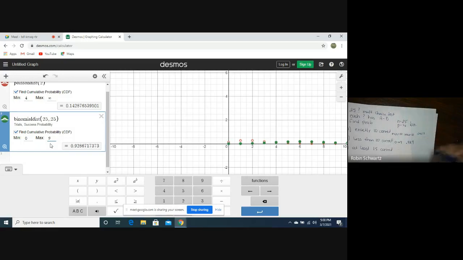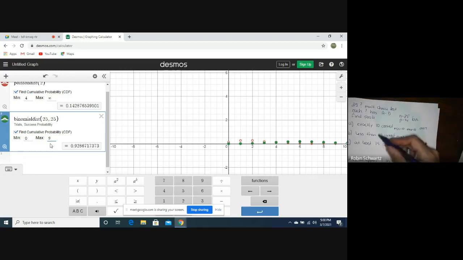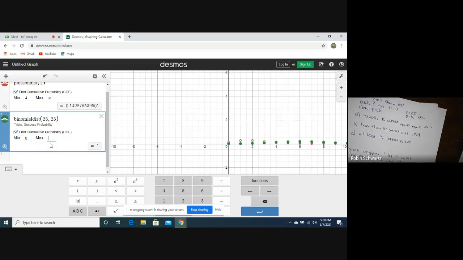And then at least 15. Well, that means I want 15 up through getting them all correct. That's 15 to 25. So we don't have to do the 1 minus. This is just very easy to do. So backspace 25, min 15. Pretty small probability here. We got 3 zeros, 2, 1, 5.